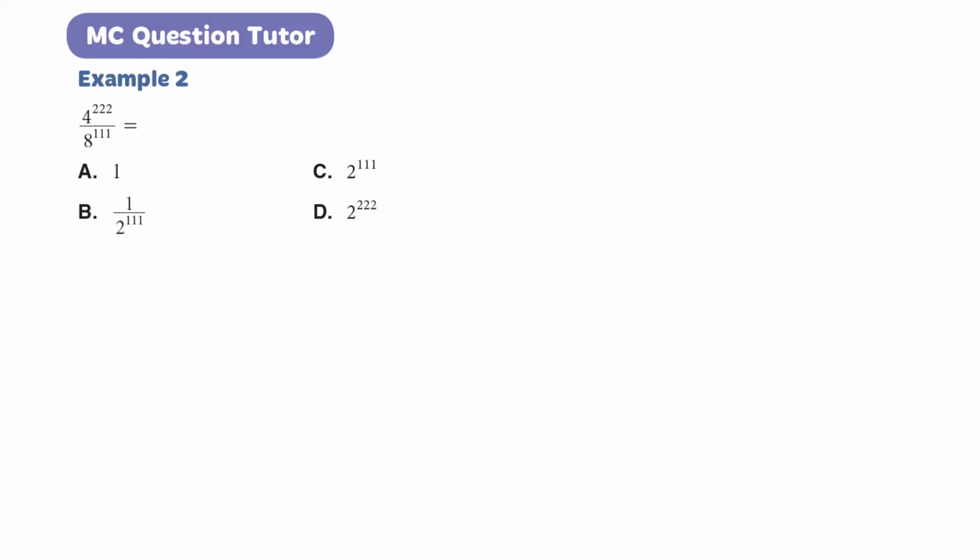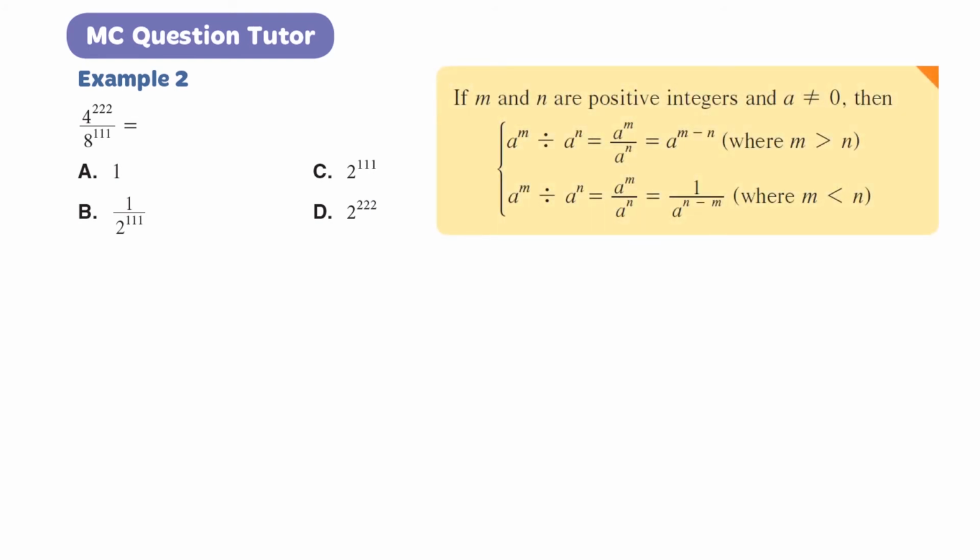Let's come to the MC question tutor. We have to simplify 4 to the power 2 over 8 to the power 111. This is a question which is related to the laws of integral indices. But this law is valid only when the bases of all the powers are the same. If the bases are the same, then we can change the division of powers to subtraction between indices.